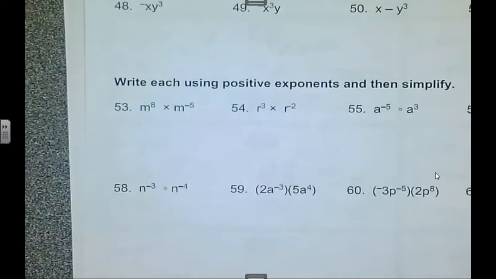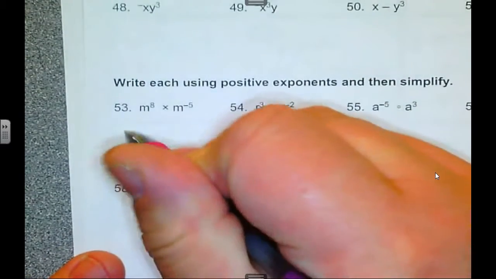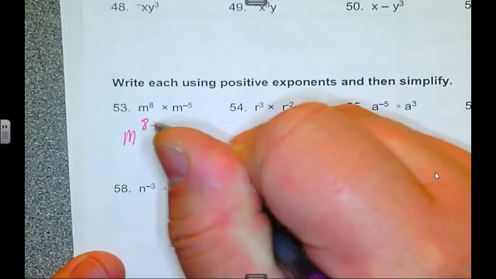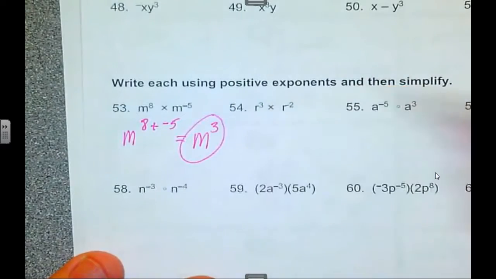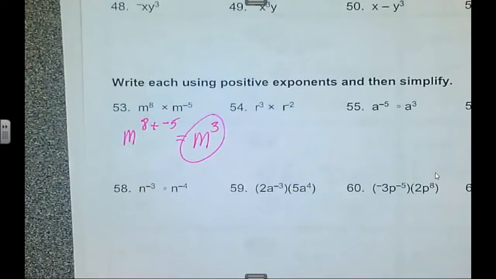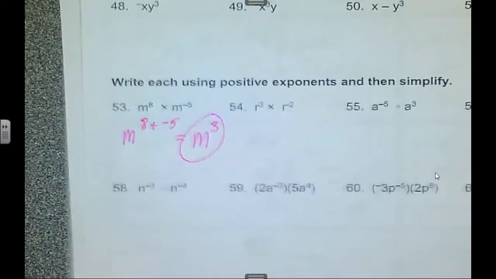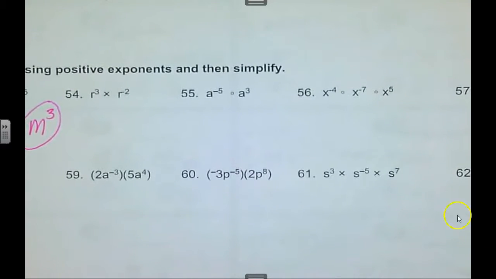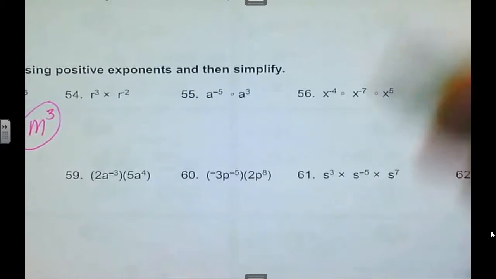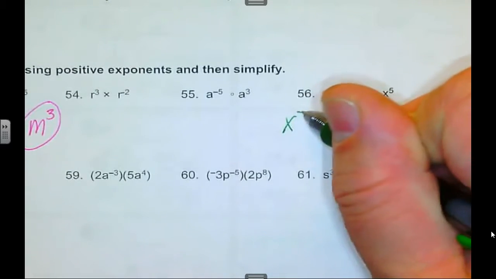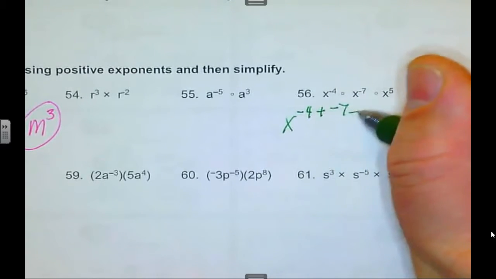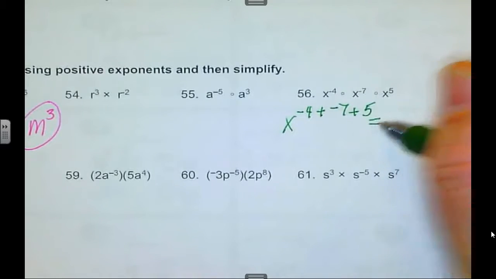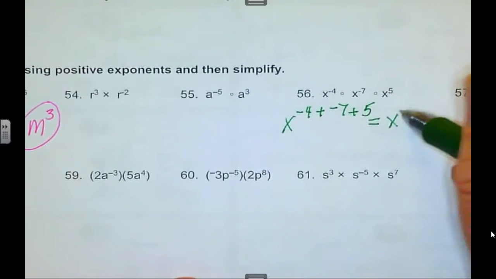Let's look at 53. I have the same base being multiplied, so what do I do with the exponents? Add them. So I have 8 plus negative 5. It gives me m to the third. How about number 56? Same base, so I'm going to add all the exponents. So I have x to the negative 4 plus negative 7 plus 5 gives me x to the negative 6.